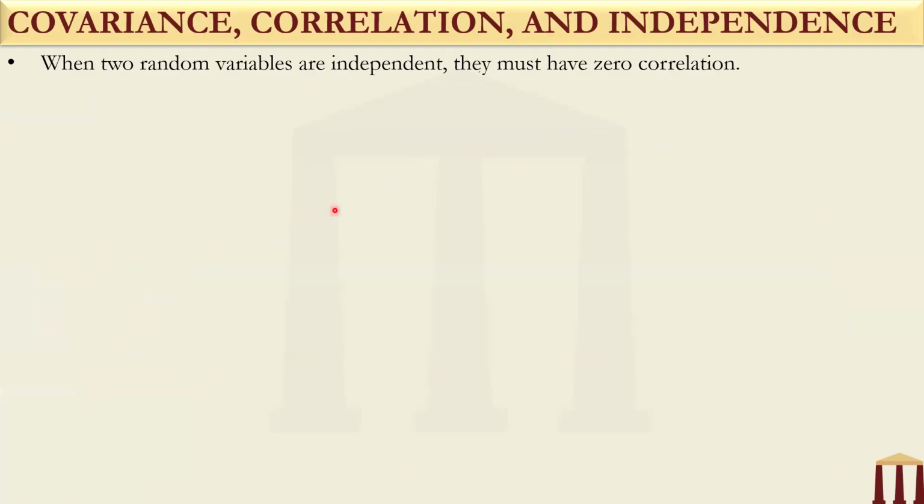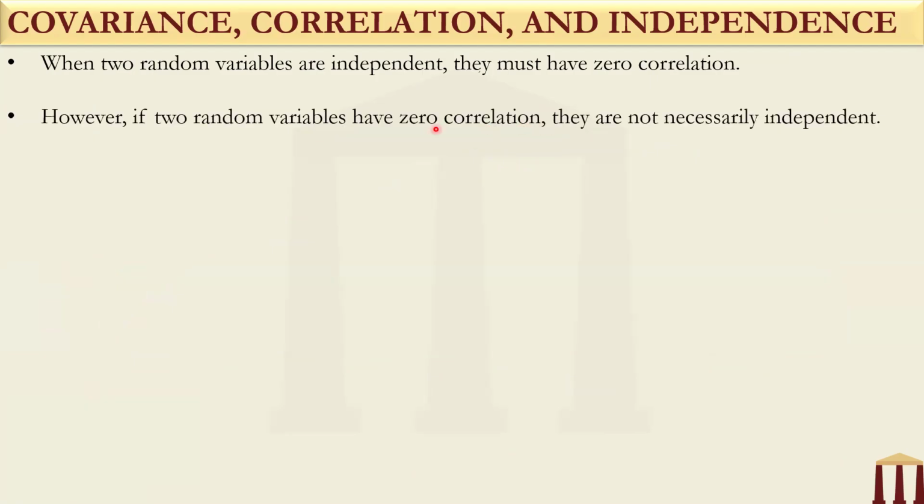So when two random variables are independent, they must have zero correlation. But if they have zero correlation, they are not necessarily independent. So vice versa is not true, guys. Why is it not true vice versa? Because correlation is a measure of only linear dependence. It is possible that they will have zero correlation, so it means they have zero linear dependence. But it does not mean that they cannot have any other kind of dependencies.